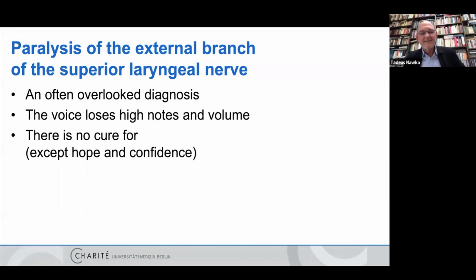So let's come to another issue, which is the paralysis of the external branch of the superior laryngeal nerve, which is a diagnosis that is often overlooked because the vocal folds behave normally during respiration and phonation, but the patients suffer from a very soft and weak voice. They have no high notes and they have no volume. And unfortunately, I don't have a cure for this disease.